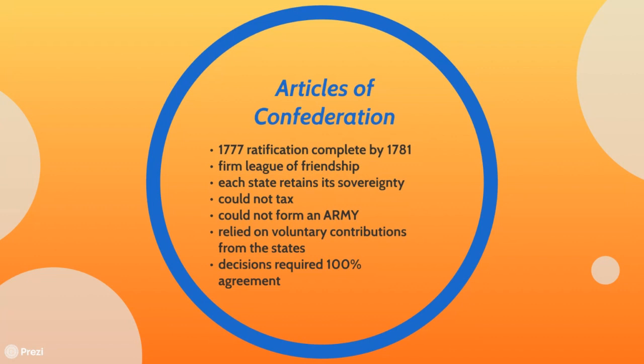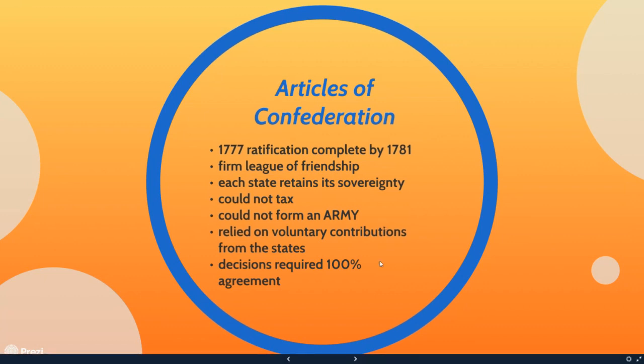And decisions passed by the Articles of Confederation, or the Congress that meets once a year, have to be agreed upon by 100%. So unanimous agreement. Nobody can vote against it. And as I'm sure you're aware, rarely does everybody agree on anything. So the Articles of Confederation are an early attempt at a government in the United States. It's not very successful because of its weaknesses.